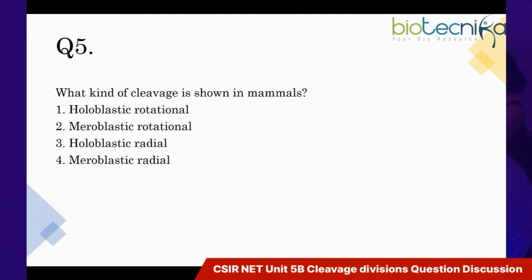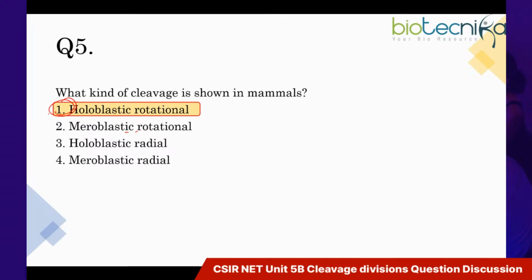Especially the part B questions. Because many students will do like that. Just because you saw holoblast doesn't mean you'll answer radial, isn't it? So yes, actually your second answer is right. The option is holoblastic rotation.